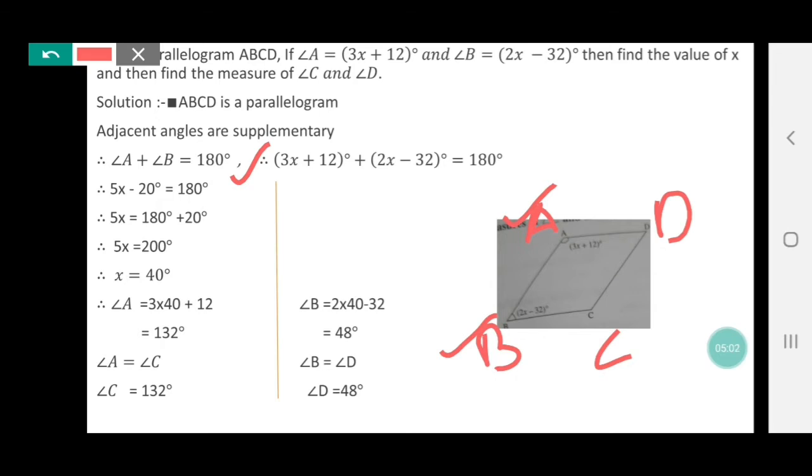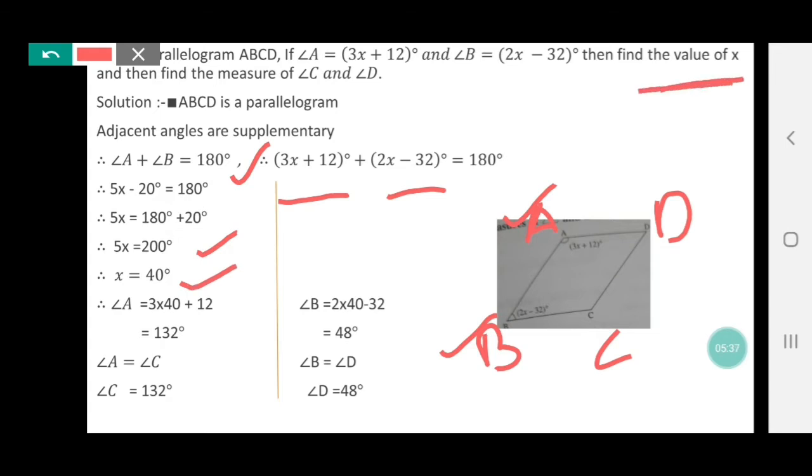Therefore, 3x plus 12 is angle A and 2x minus 32 is angle B, equal to 180 degrees. When I add that, I get 3x plus 2x is 5x, and 12 minus 32 will be minus 20, equal to 180. Now 5x will be equal to 180 plus 20. When I add that, 5x will be equal to 200. So x is equal to 40. So the value of x is calculated.